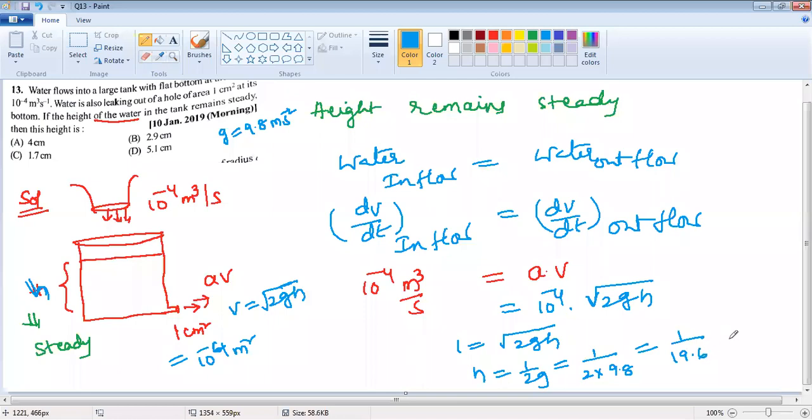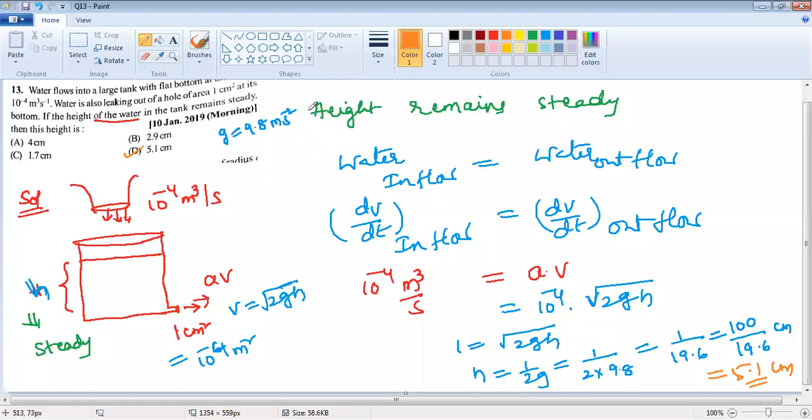So now the answer is in meters. Now you convert it to centimeters. 1 meter is equal to 100 centimeters. That is 100 by 19.6 centimeters. So 100 by 19.6 is approximately 5.1 centimeters. Do you understand the point now? So please think a while here. This is the answer, 5.1 centimeter.